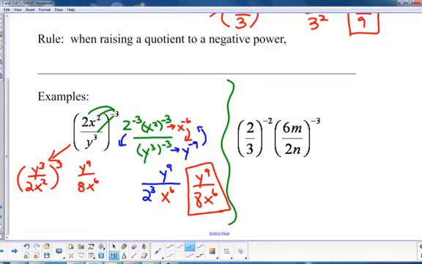All right, so let's go ahead and flip this. So we have 3/2 squared, which is really 9/4. And then if we flip this, we have 2n over 6m to the positive 3. So 2 to the third is 8. N to the third is n to the third. 6 to the third is 6 times 6 is 36, times 6 is 216. And m to the third.